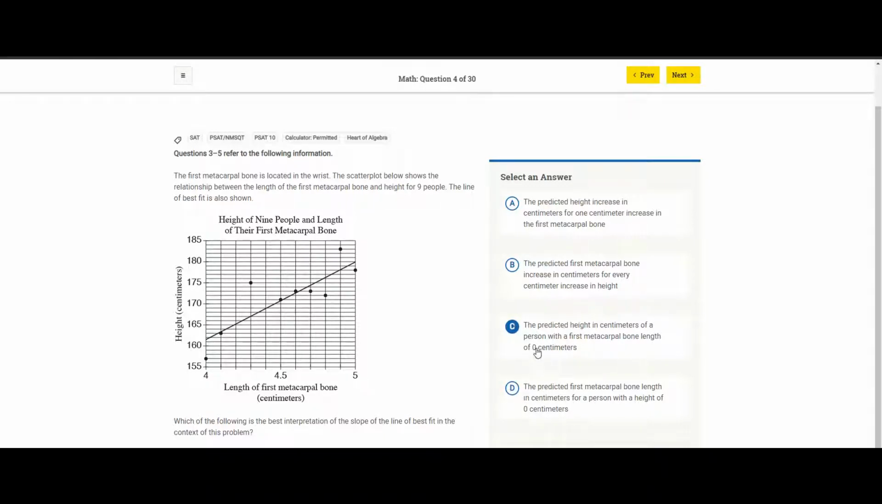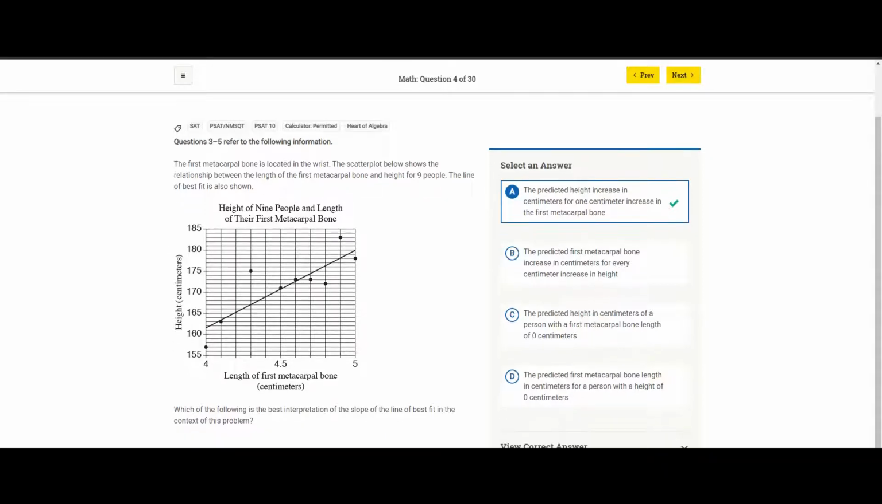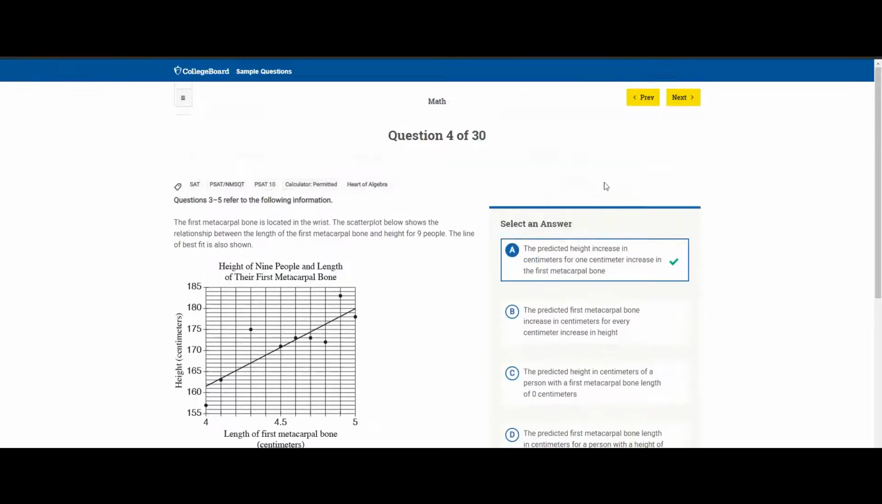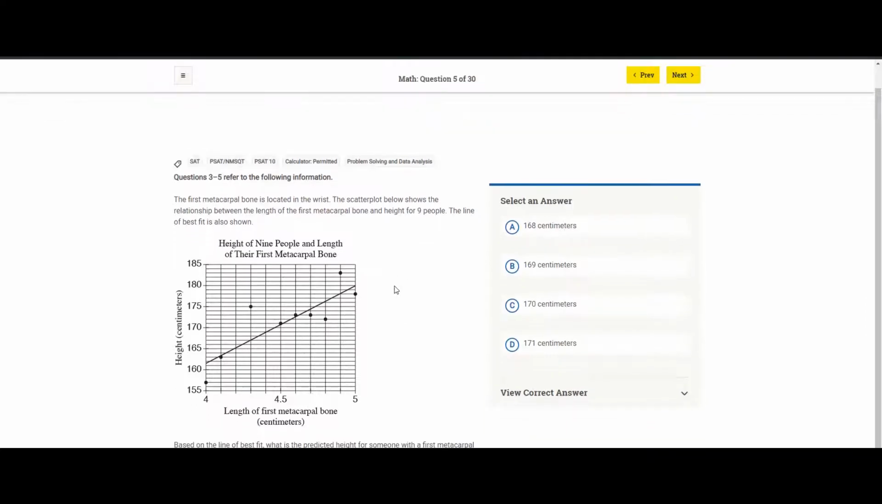This one says 0 centimeters. These are not correct because they are intercepts. It does not describe the slope. Let's see. Choice A is predicted height increase in centimeters for 1 centimeter increase of the first. Yes, because for every X increase, you have a Y increase. So if we look at that, choice A is correct.